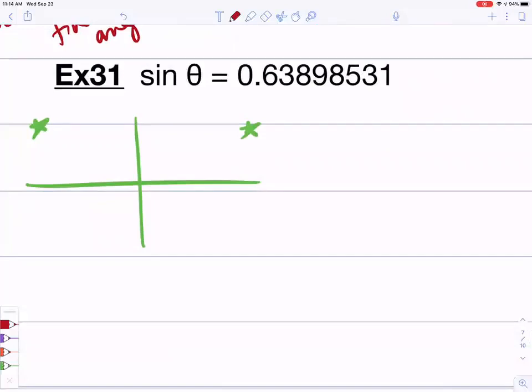Now let's go talk about the next one. I've already come up with a plan. How am I going to find an angle here? Yeah, inverses find angles. So we're going to say my theta has to equal sine inverse of this 0.63 number. Okay, so the directions are unchanged. Let's go ahead and type that in.